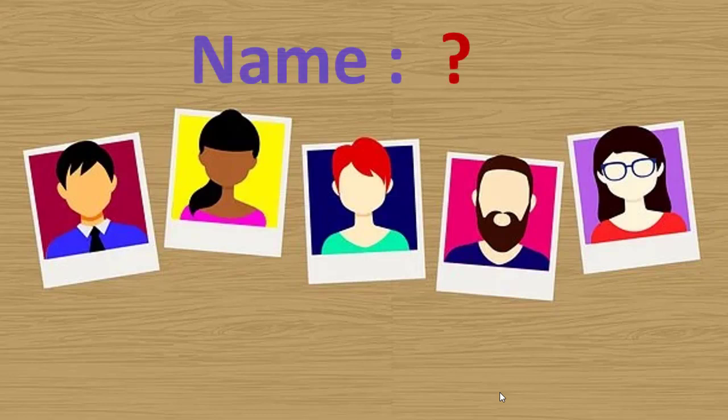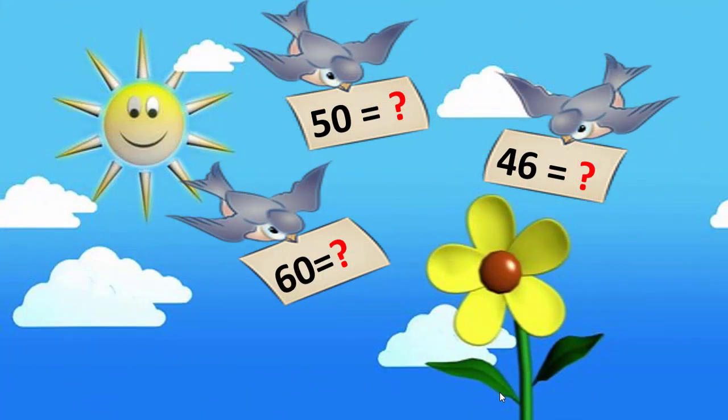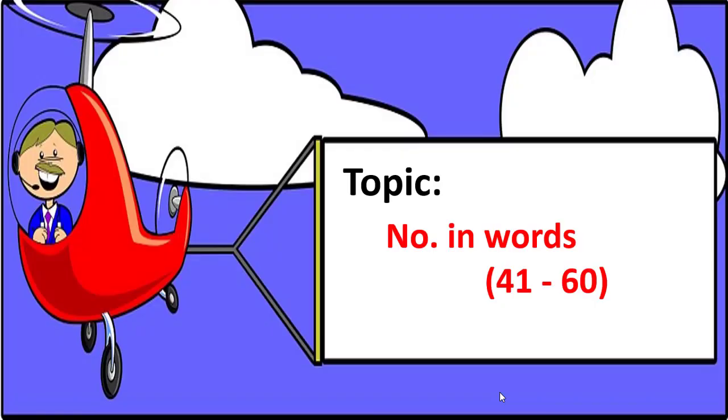My dear students, as you know, everybody in this world has a name. Like my name is Rubab Ather and you also have a name. Similarly, these numbers also have a name. So, today our topic is number in words 41 up to 60.